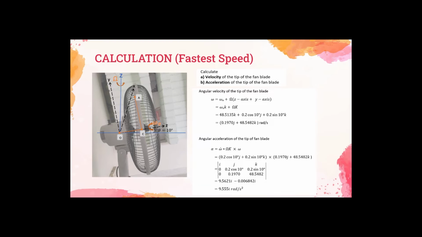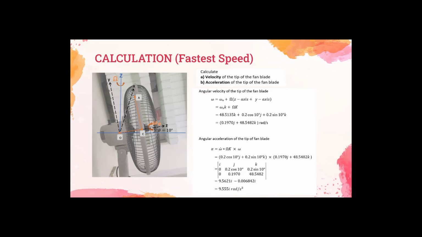So, omega is omega naught added to omega multiplied with k, which is the z-axis and the y-axis. With that, we get 0.1970 j plus 48.5482 rad per second.